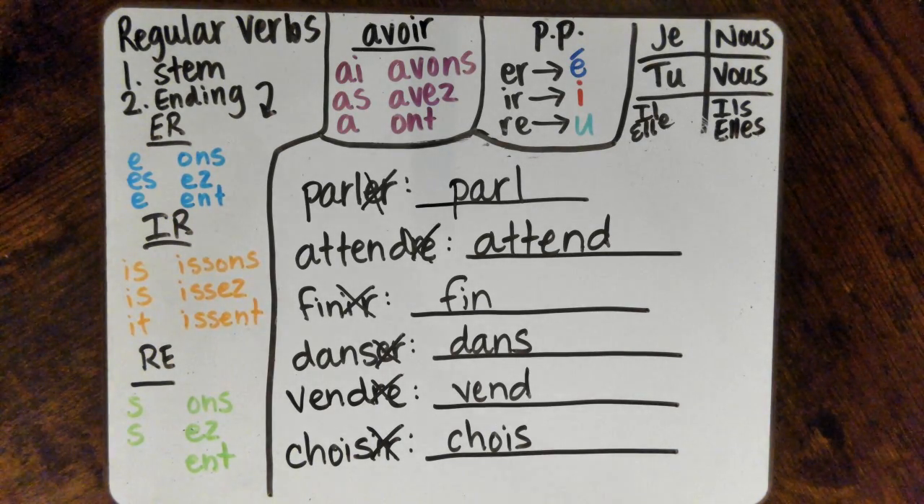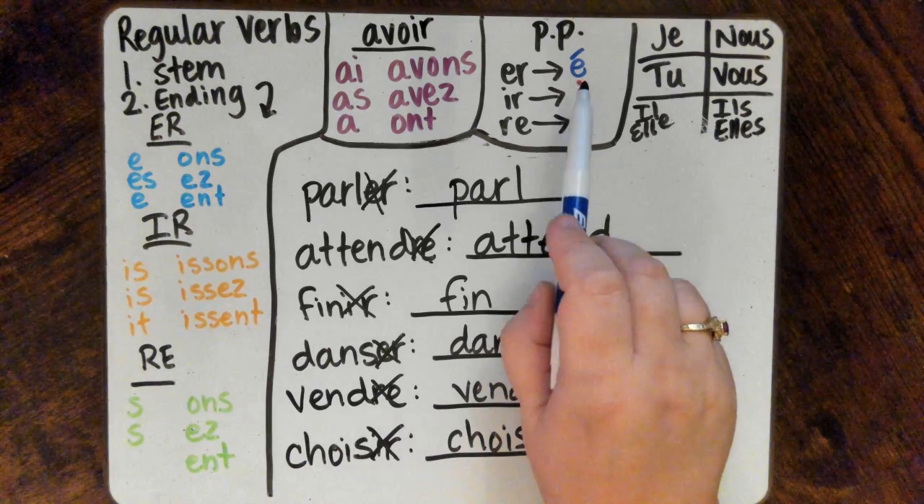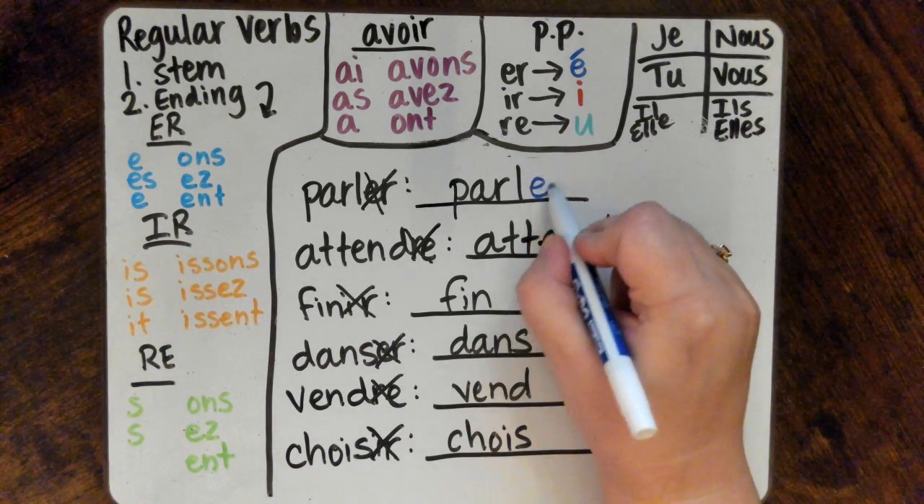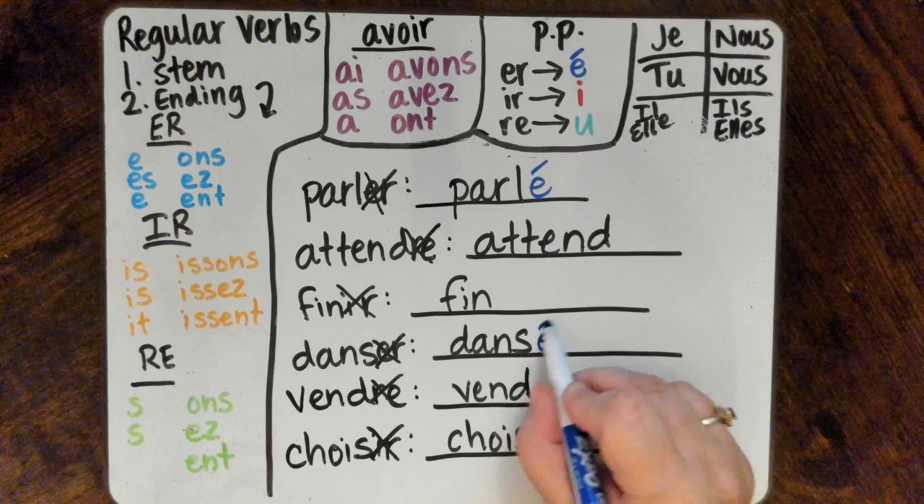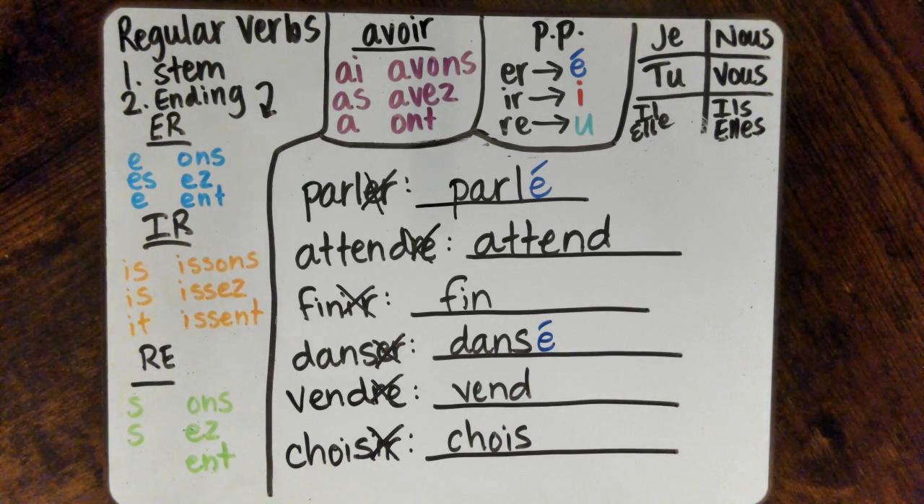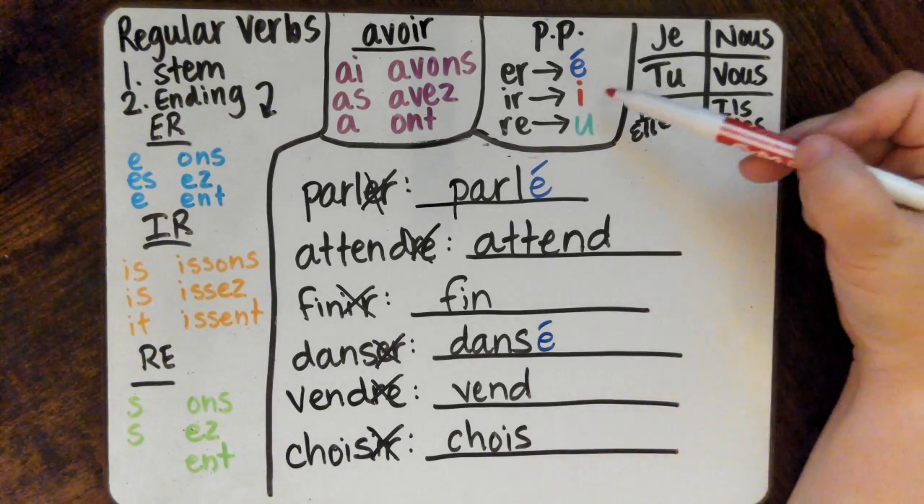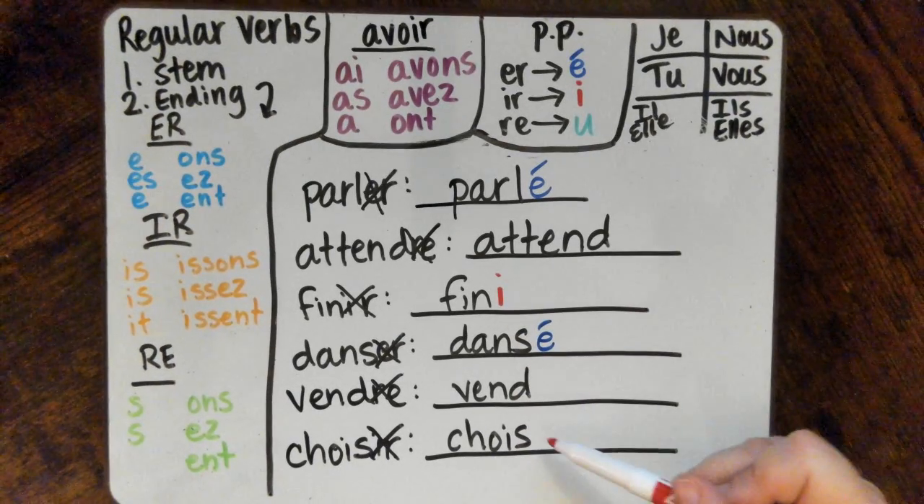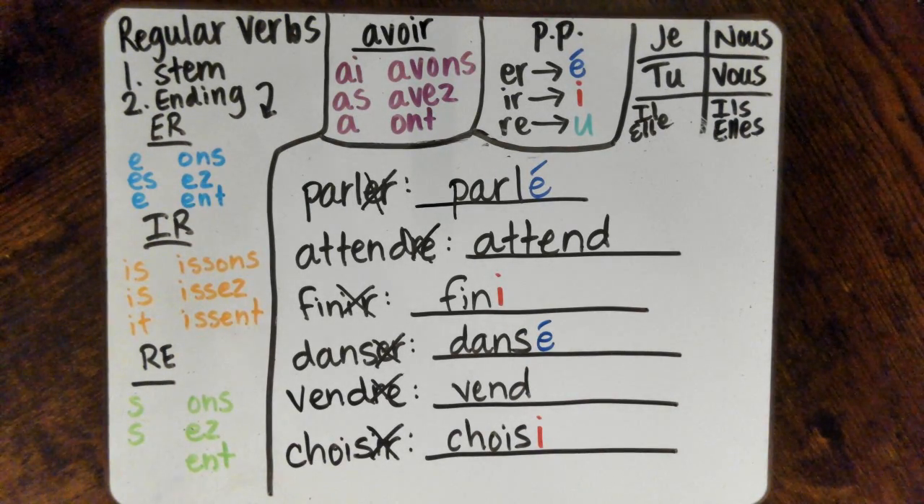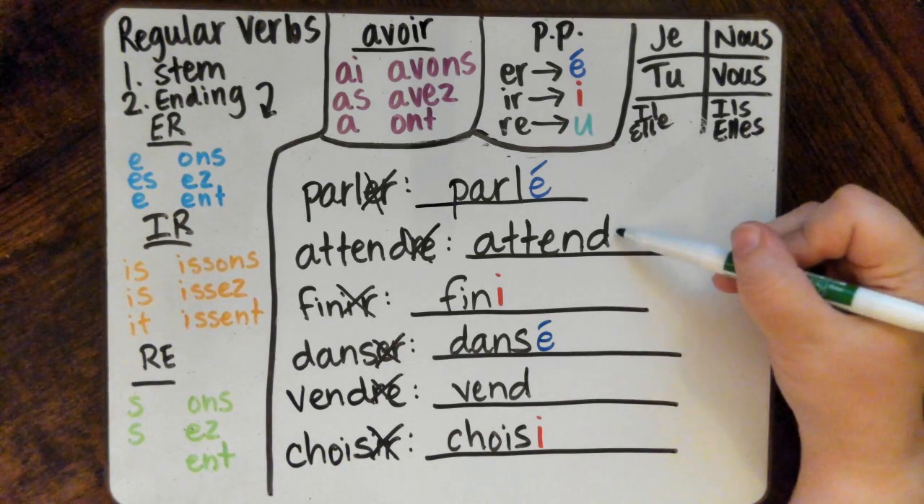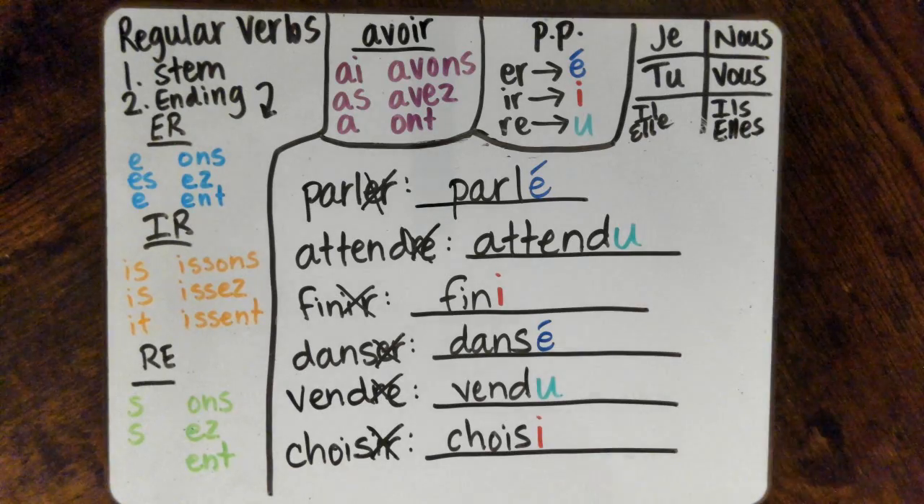And then the ones that ended with ER are going to get an E accent aigu. So we have parler and danser. The ones that ended with IR are going to get an I. So fini and choisi. And the ones that ended with RE are going to get a U. Okay, so like I keep saying, conjugating verbs is following patterns.